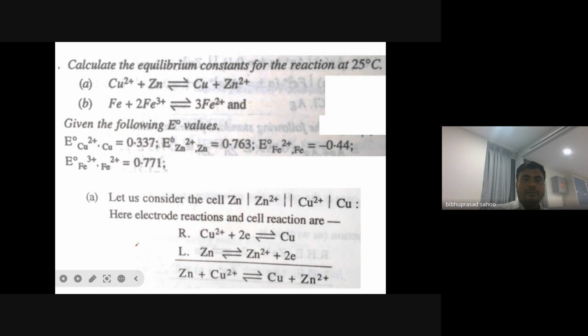Then two numericals are there to find out the equilibrium constant.